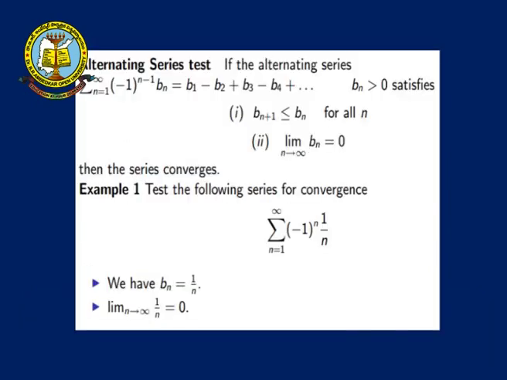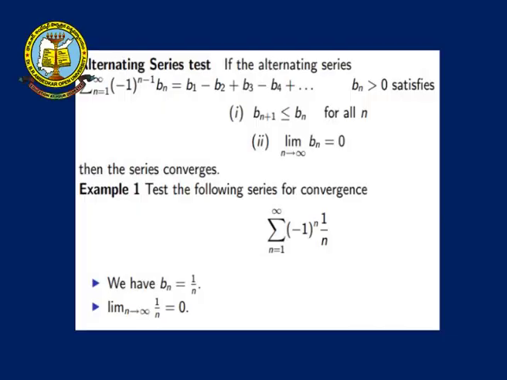Now, the alternating series test is the Leibniz test. The Leibniz test states that for the sum from n equal to 1 to infinity of (-1)^(n-1) bn, equal to b1 minus b2 plus b3 minus b4 plus and so on, with bn greater than 0, if the terms are decreasing, that is bn+1 is less than or equal to bn for all n, and the limit as n tends to infinity of bn is equal to 0, then we can clearly say the series is convergent. This is called the Leibniz test. For the alternating series test, we take the nth term and apply the limit as n tends to infinity; if it is equal to 0, then the series is convergent.